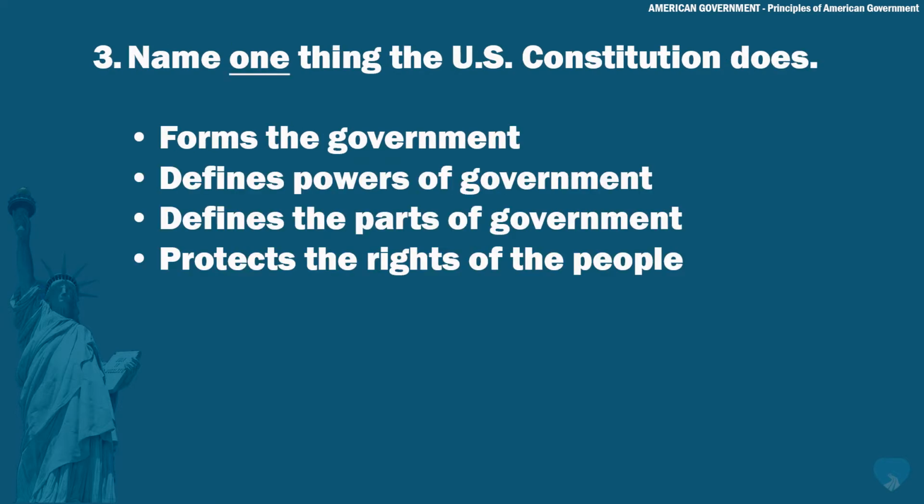Question 3. Name one thing the U.S. Constitution does. Forms the government. Defines powers of government. Defines the parts of government. Protects the rights of the people.